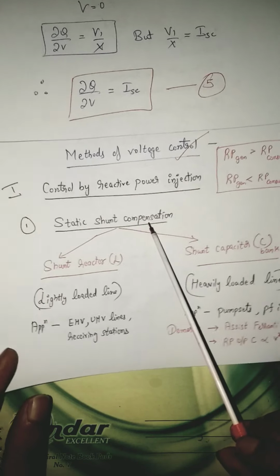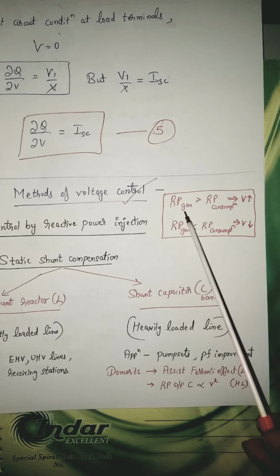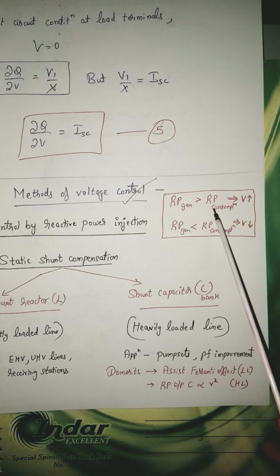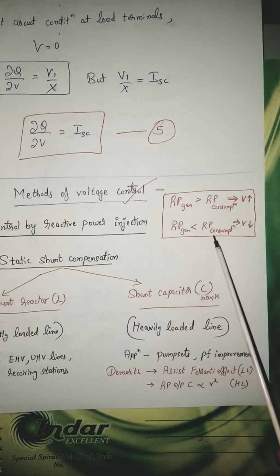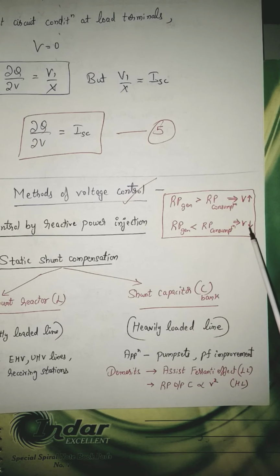Before going into that, first you should know the fundamental: whenever the reactive power generated or supplied is greater than the reactive power consumed, then the voltage will increase, and whenever the reactive power generated is less than the reactive power being consumed, voltage will decrease. Based on this fundamental concept, you can go on understanding the methods. So I repeat once again, whenever the reactive power supply is greater than consumption, then voltage will rise. If the reactive power supplied is less, that is whenever there is a shortage, voltage will reduce.